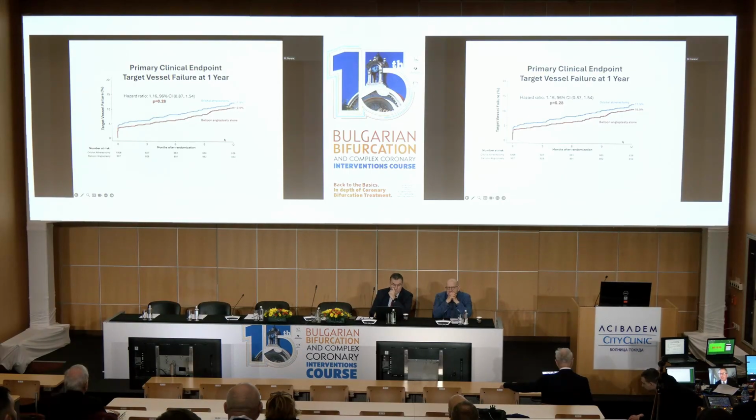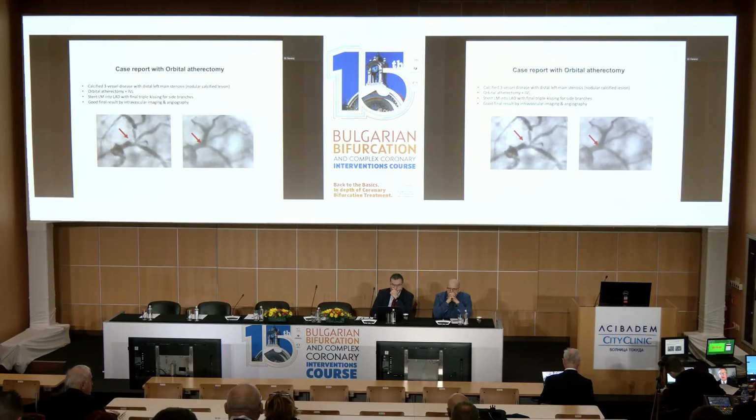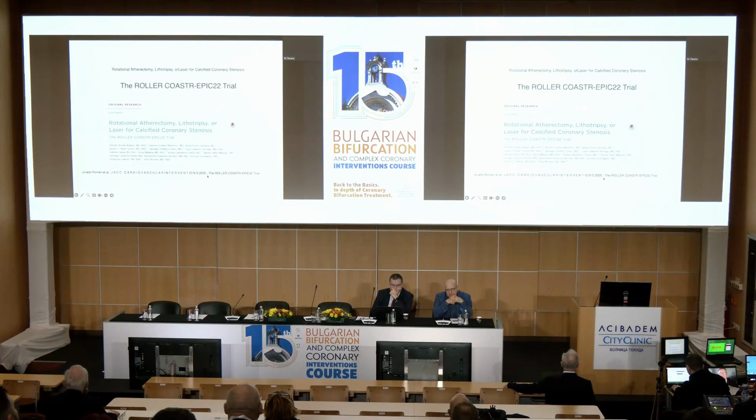But don't forget, this is a pre-selected patient subset. Normally, we definitely need all these devices in our daily cath lab. And with orbital atherectomy, you can very elegantly manage even such difficult anatomy. You can cross with the wire and finally use a one-stent method and provisional approach for side branches.